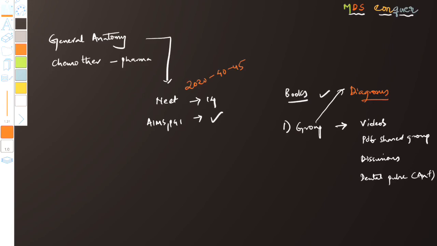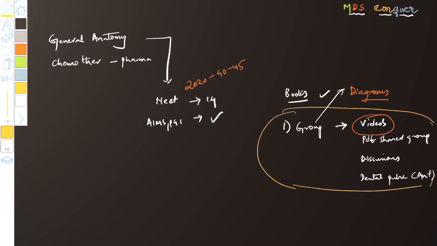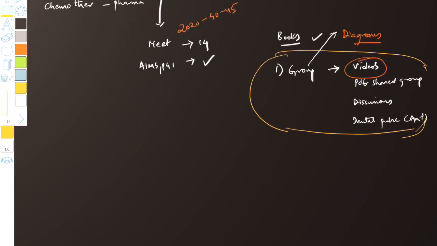So whatever you're reading, whether it's a PDF posted on the group, notes posted on the group, or the Dental Pulse synopsis, make sure you try to correlate it with a beautiful diagram. That's what we are doing in the videos. Every day we are trying to upload a few videos on general anatomy, which will definitely cover the majority of the diagram-related stuff that is important for you to retain for a longer duration. These are the things you have to follow for anatomy as an MDS Conquer student. I hope you are very clear about this part.